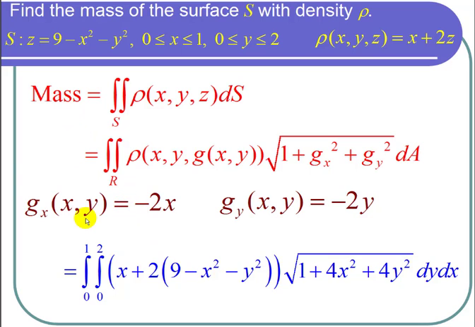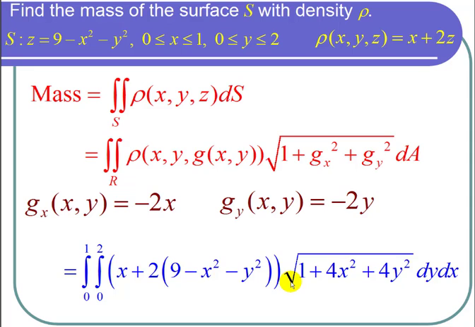and I get the mass is equal to the double integral. We have x is between 0 and 1, so x goes from 0 to 1. Y is between 0 and 2, so y goes from 0 to 2. And then the density function is x plus 2z, so I have x plus 2, and then z is 9 minus x squared minus y squared, so we have times 9 minus x squared minus y squared.